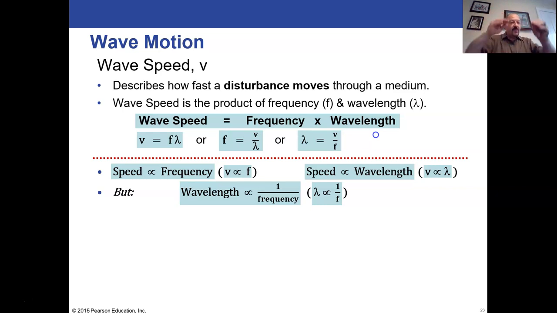One will go up, one will go down. One will go down, one will go up. They are inversely proportional. Okay.